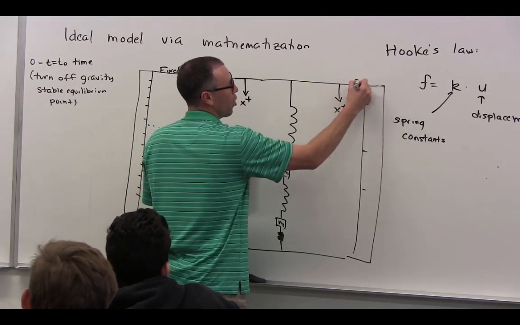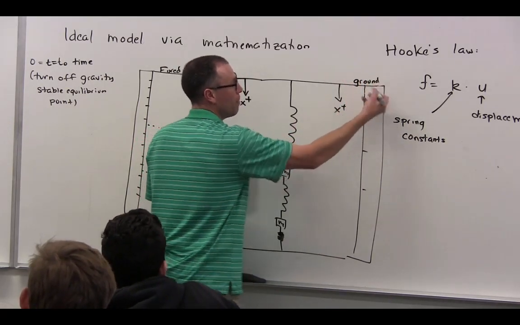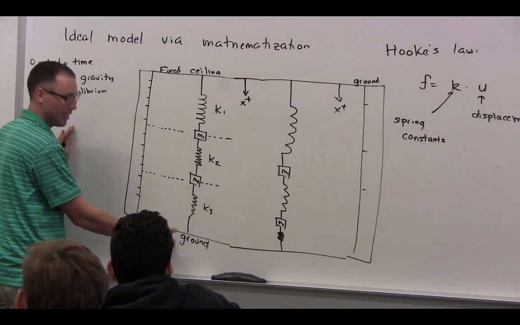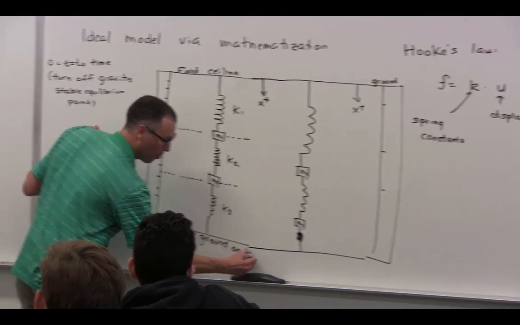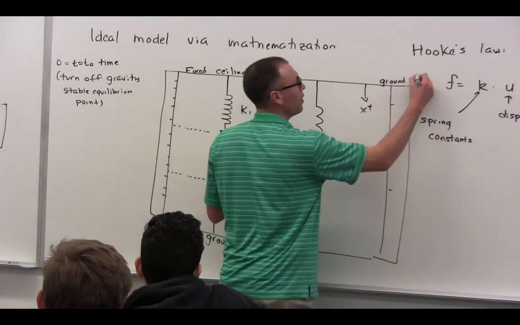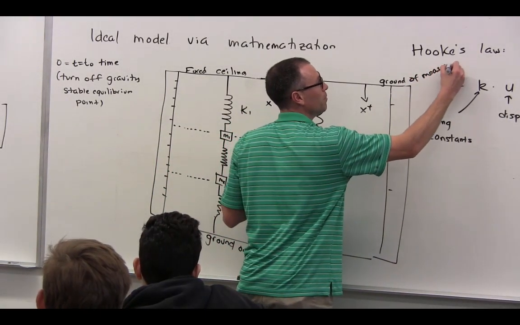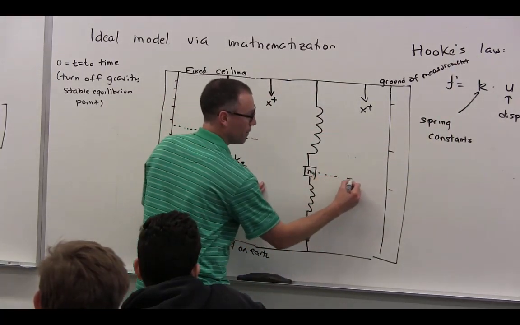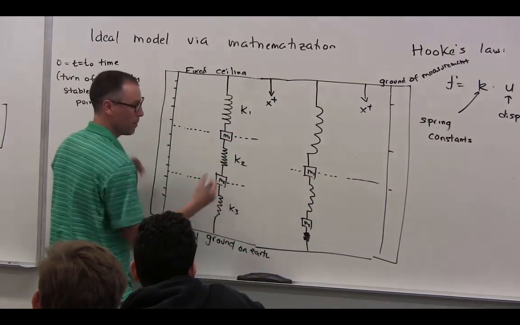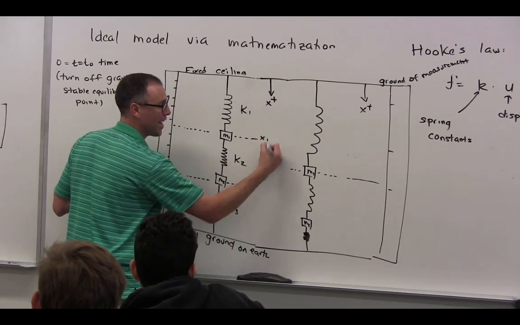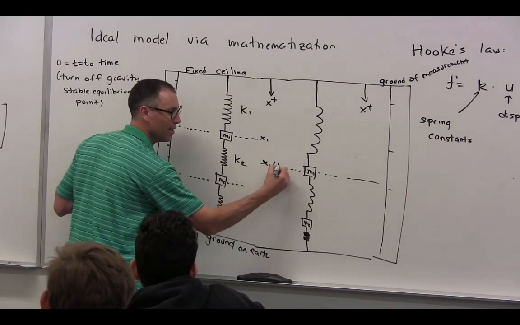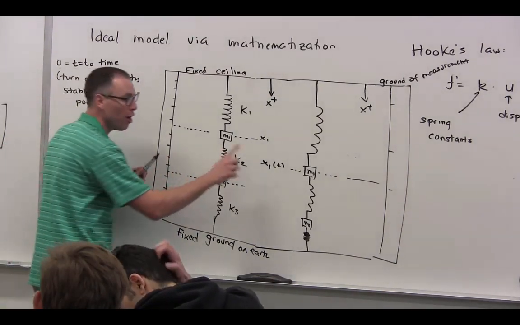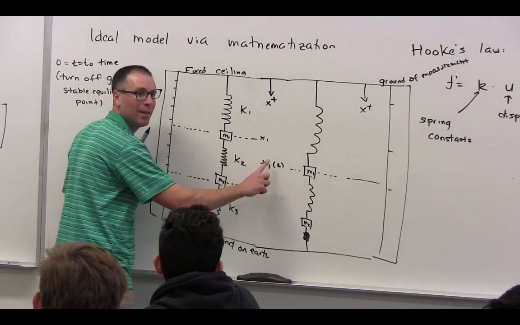So here you might call this ground of your measurement system, where this is the ground of Earth below you, right? Ground on Earth. And this is ground of measurement system. Okay, so now what? If we call this x1, could you guess what we call this thing? x1 of t. It's the center of mass 1 at time t.